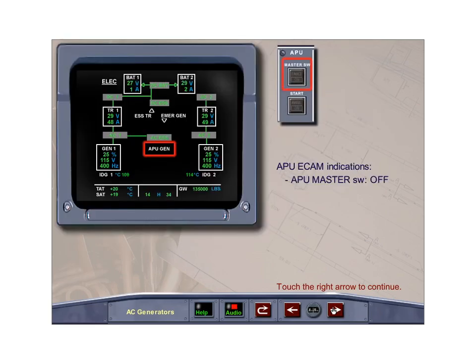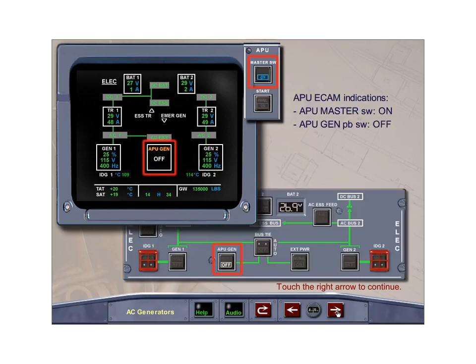The ECAM electrical page will display the label APU Gen in white when the APU master switch is off. With the APU master switch selected on and the APU generator push-button switch selected off, the label APU Gen will appear in amber and off will appear in white.